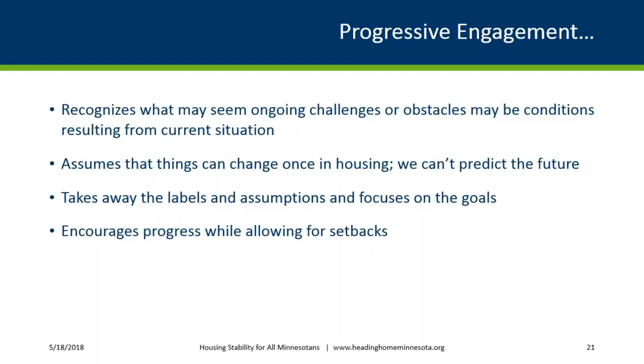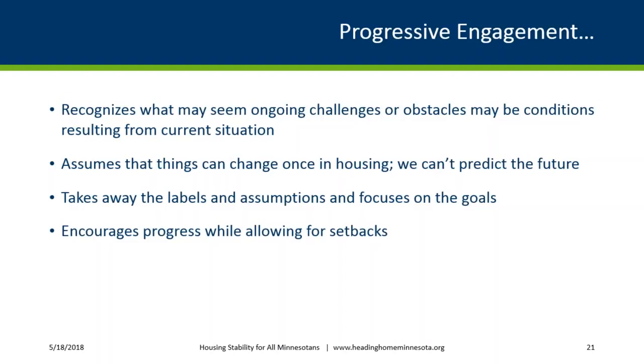So instead of thinking, this is a chronic family, for example, which was one of the words that was used, think: this is a family that's been living in an unstable situation for a fairly long period of time at this point, but that doesn't mean that they don't have the capacity to be housed or have never been housed before. And that chronicity could be as much about what our system did or didn't offer them as about their capacity to be housed. We have to think about that, how we offer our support.